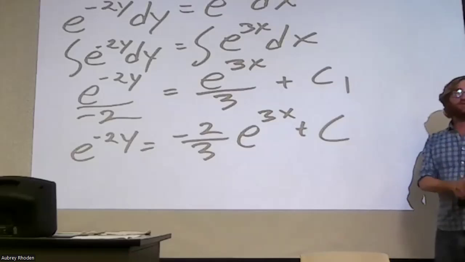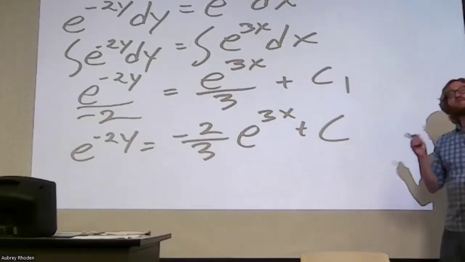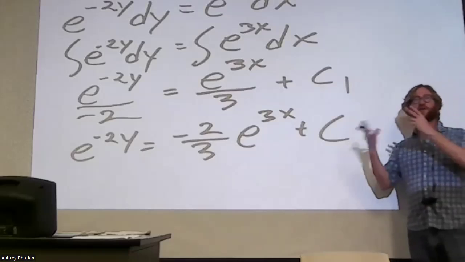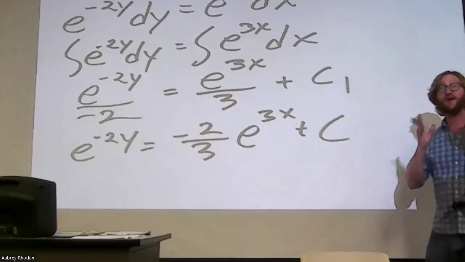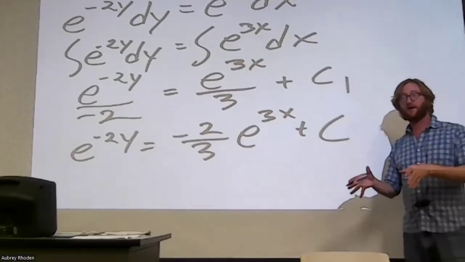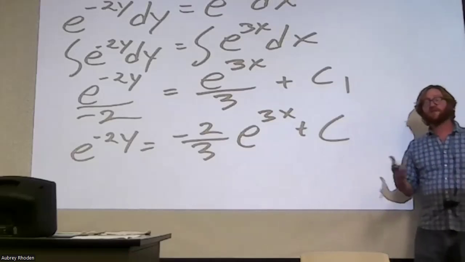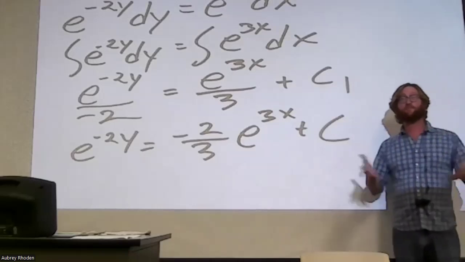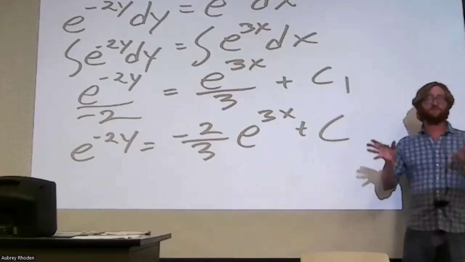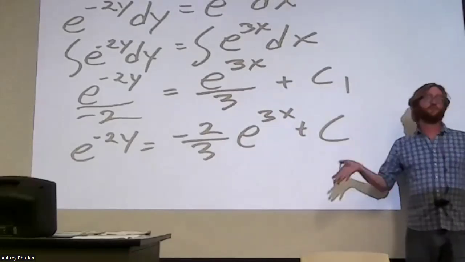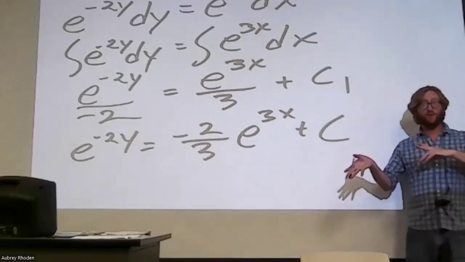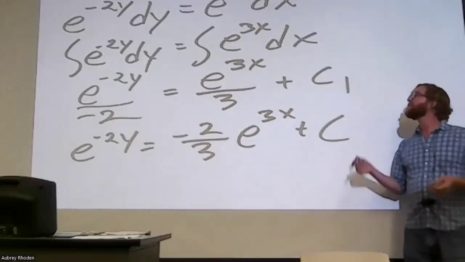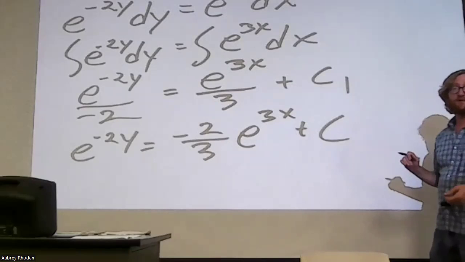Okay. Now, if we want an explicit solution to this problem, right now this would be considered an implicit solution because we haven't solved for y. In some problems, it is impossible to solve for y, and that is what's known as an implicit solution. If you can't solve for y, it's implicit. But if you can solve for y, it's going to be explicit. So in this problem, we can solve for y.